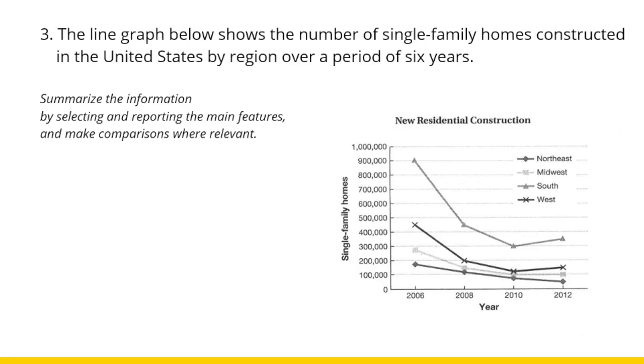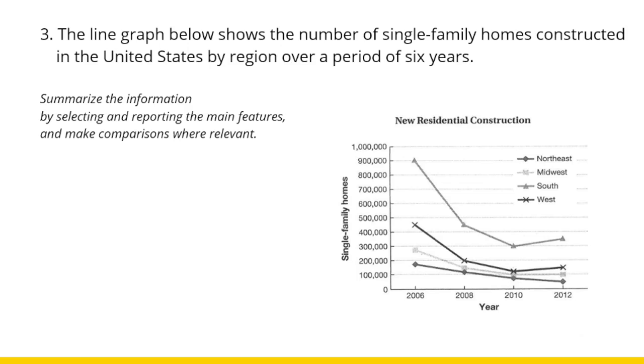So now you have a little bit better idea, and you also know that all this happened in the United States. So let's take a look. We have our title. Always make sure you read it. New residential construction. We have different years from 2006 until 2012. And we have these numbers. So as you see, these numbers represent single-family homes. And your task is exactly the same that I explained to you earlier, to summarize the information by selecting and reporting the main features and make comparison where relevant. So you are going to compare and you are going to discuss the most important details in this graphic.